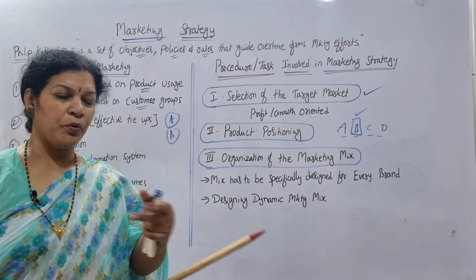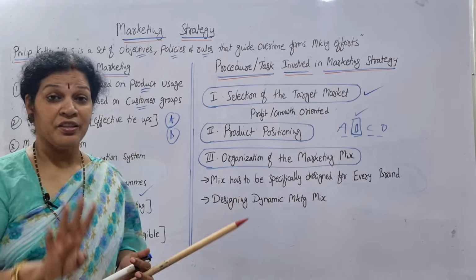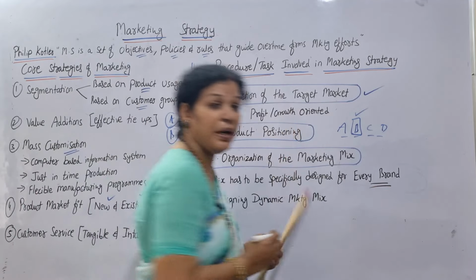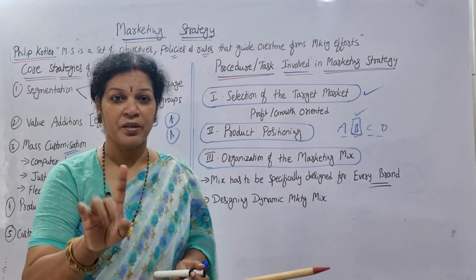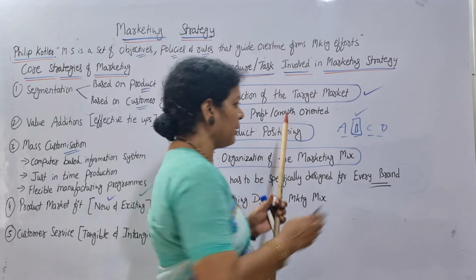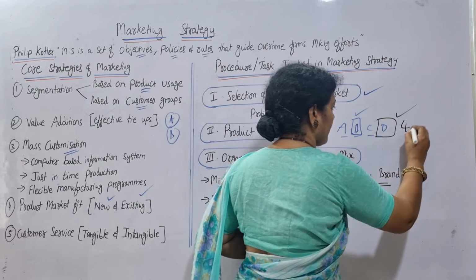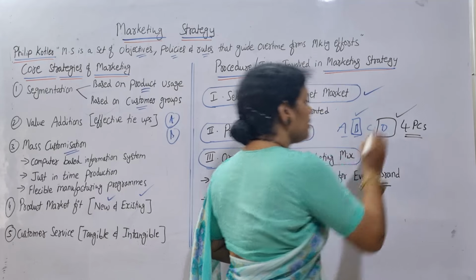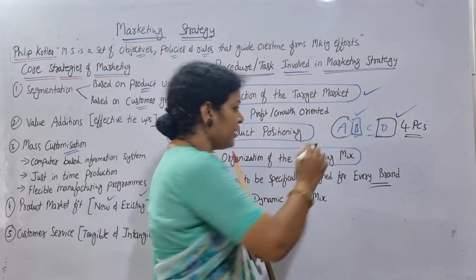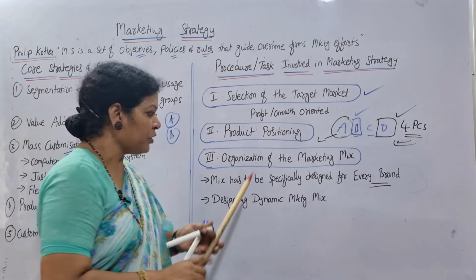How do we focus on those 4 P's? First thing is that the mix has to be specifically designed for every brand. These 4 P's you have to specifically design for every brand. For every brand you have to focus on the 4 P's: product, price, place and promotion. Suppose I am focusing on product D, the 4 P's are different from A. For A also we are planning 4 P's, but A's will be different and B's will be different. Okay, that is what this is saying.